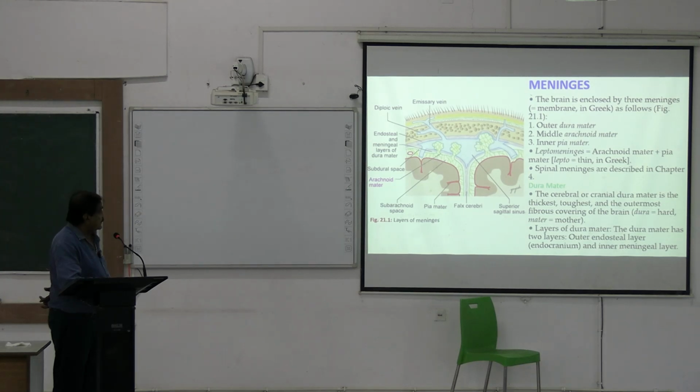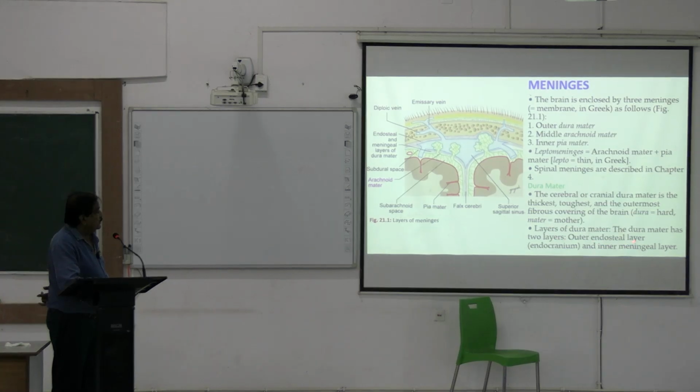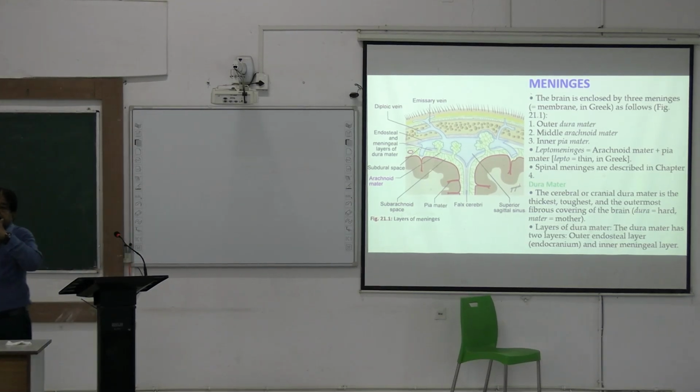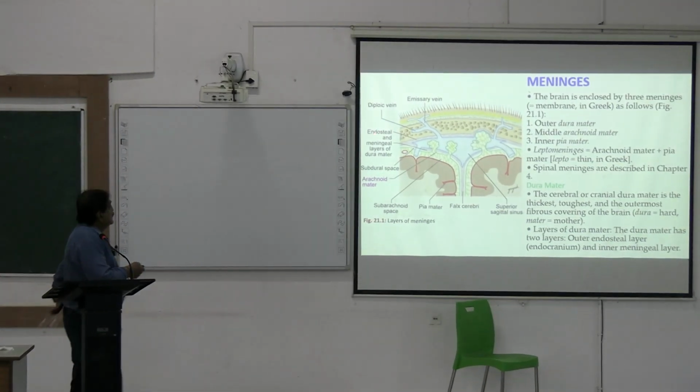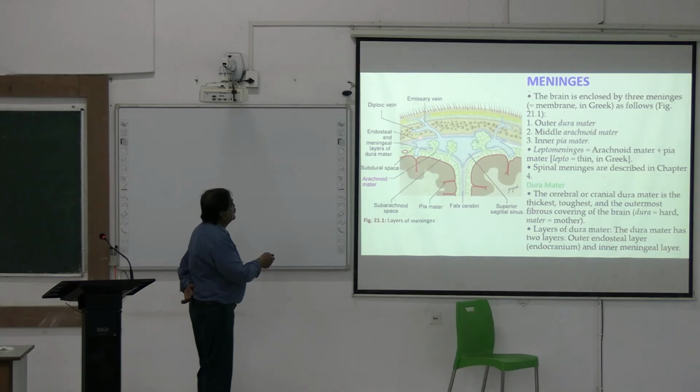That's the dura mater. The cerebral or cranial dura mater is the thickest, toughest, and outermost fibrous covering of the brain. Layers of dura mater: the dura mater has two layers, the outer endosteal layer, the endocranium, and the inner meningeal layer. Now with the bone, that is the endosteal and the meningeal layers. You can see the endosteal layer here, and the meningeal layer is green here.